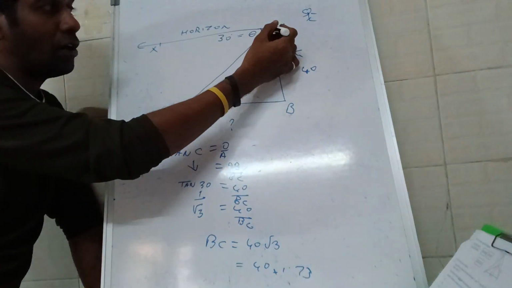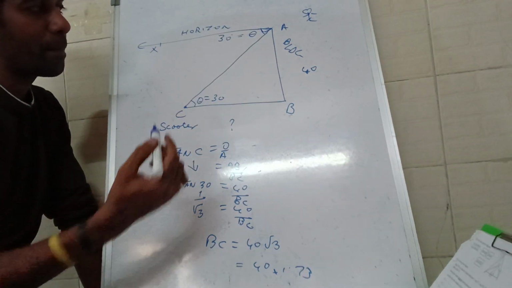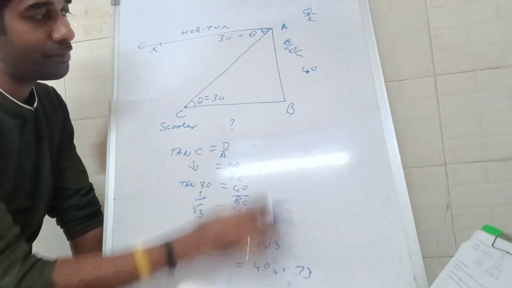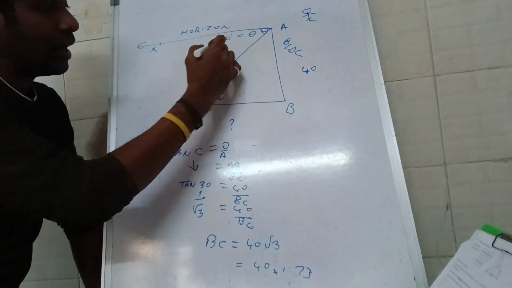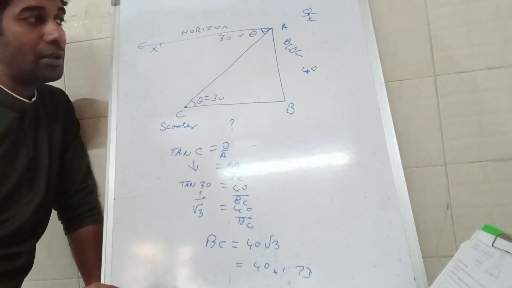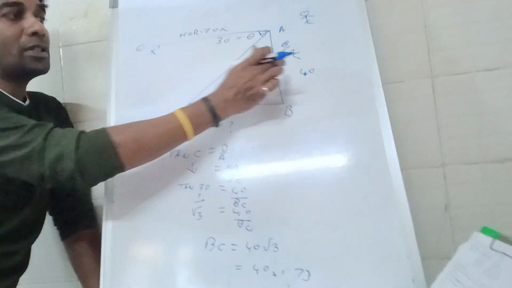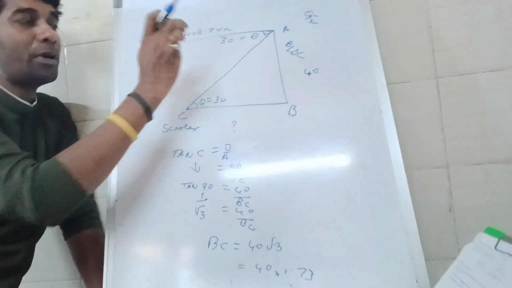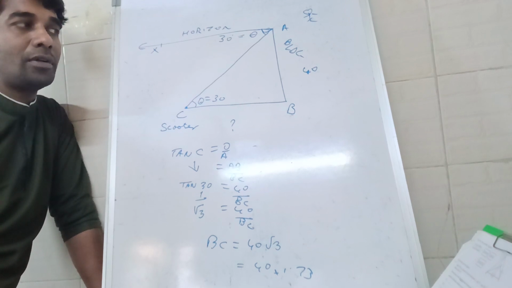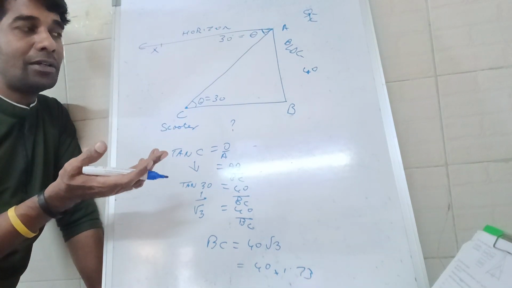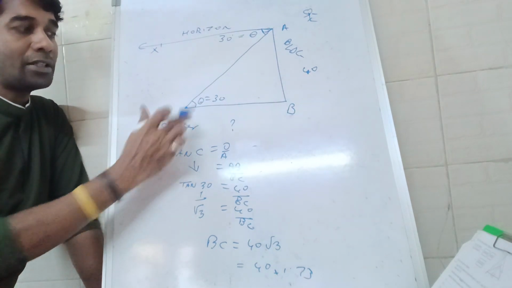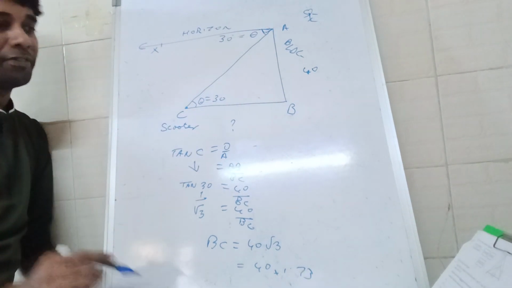Now if they ask you how far is the observer from the scooter, take the value of BC over here and AB, and by Pythagoras you can find this, or else you can take sin theta, opposite upon hypotenuse, so you will get the hypotenuse length. You can also take cosec theta, hypotenuse upon adjacent, that is, now theta is 30, put the value and find.